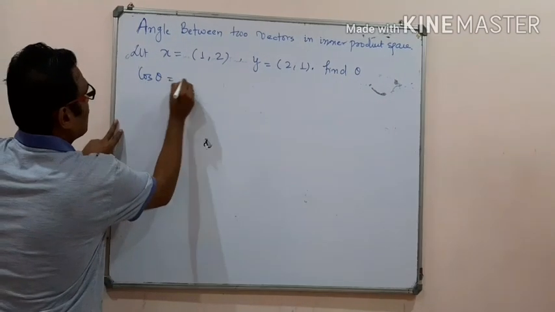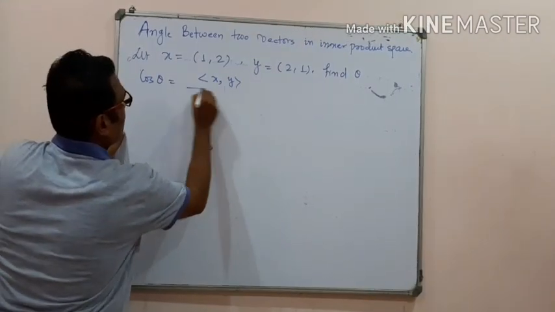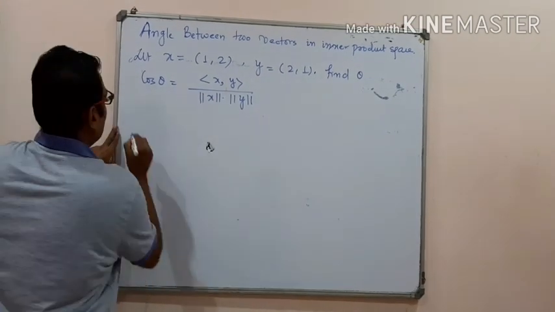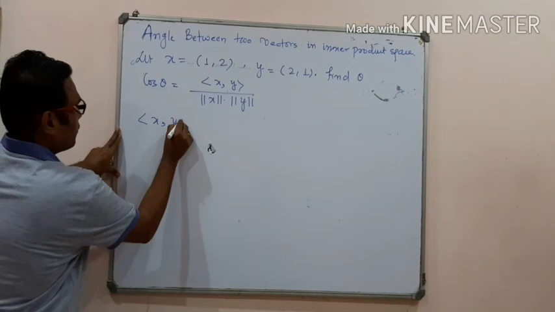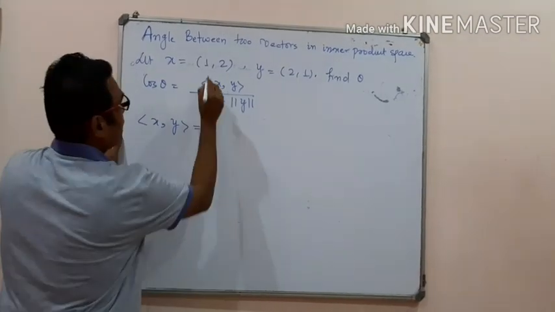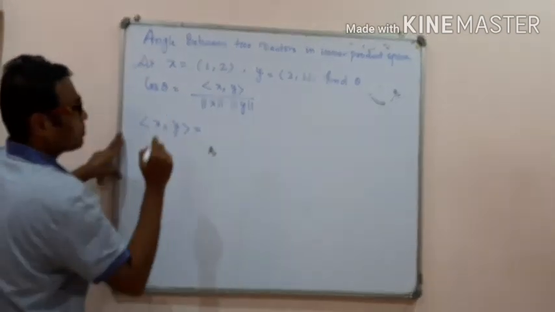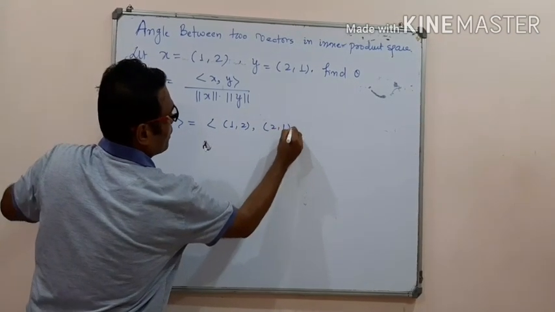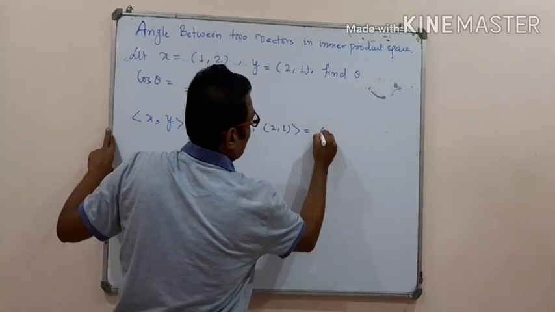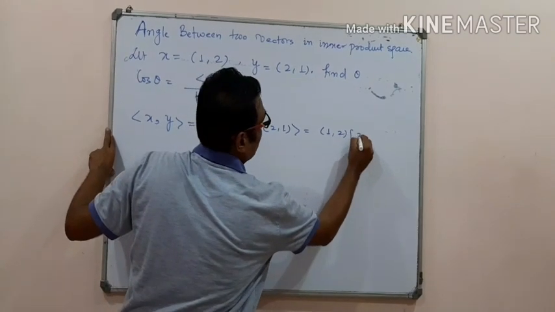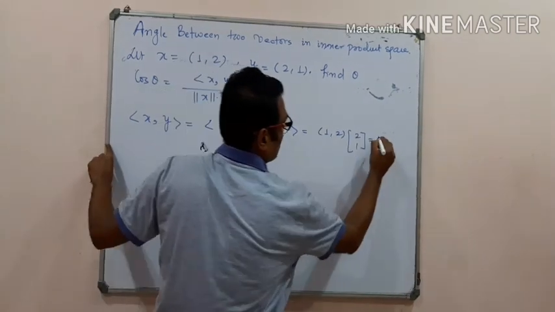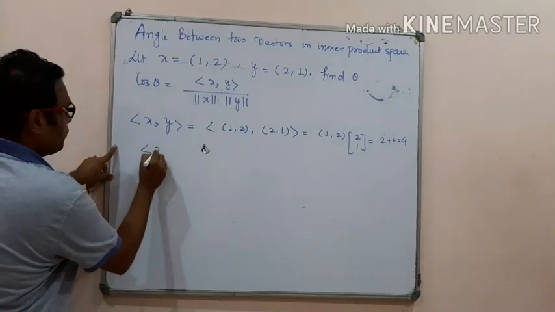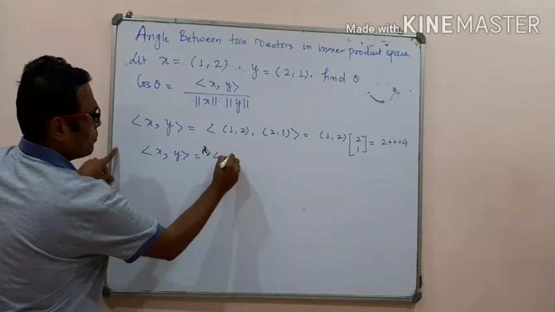So according to the formula, cos theta is equal to the inner product of x, y over the norm of x times the norm of y. In the previous video lecture, we computed the inner product between x and y when x and y are elements of R square. It is (1, 2) multiplied by (2, 1), which becomes 2 plus 2, that is equal to 4. So the inner product of x, y is equal to 4.